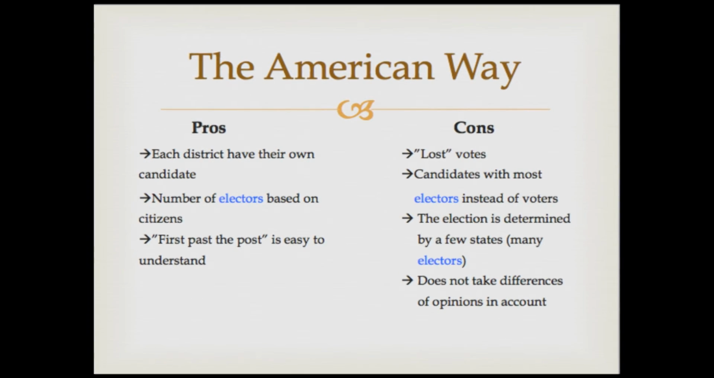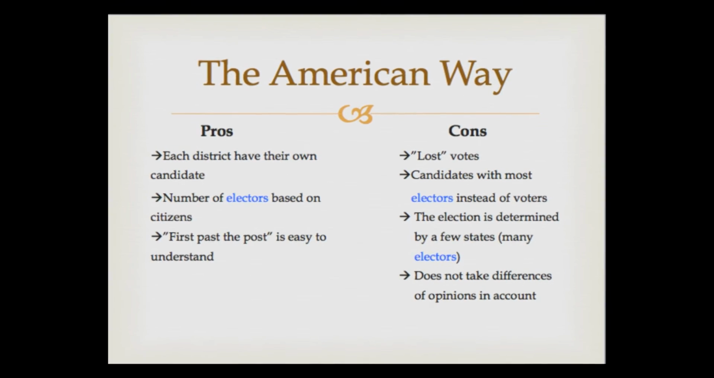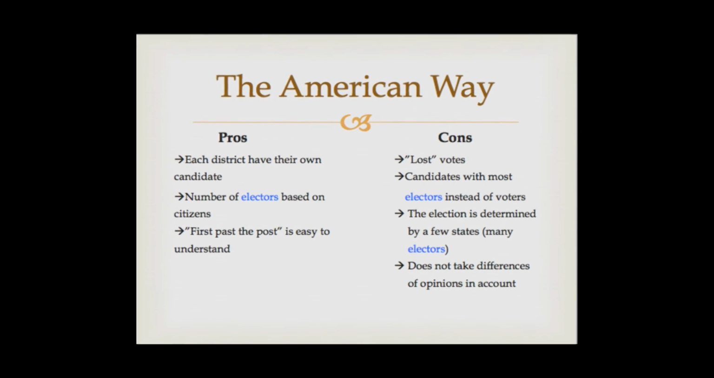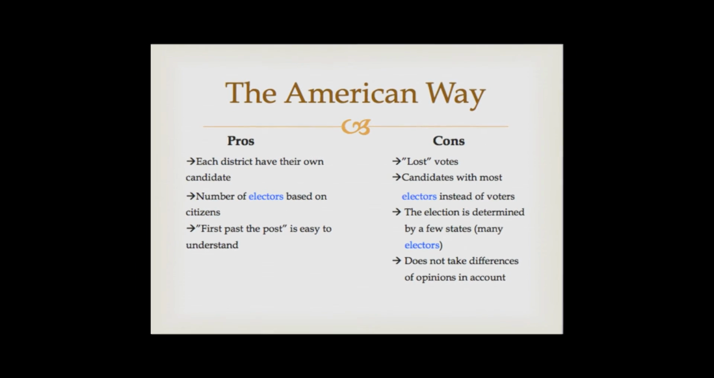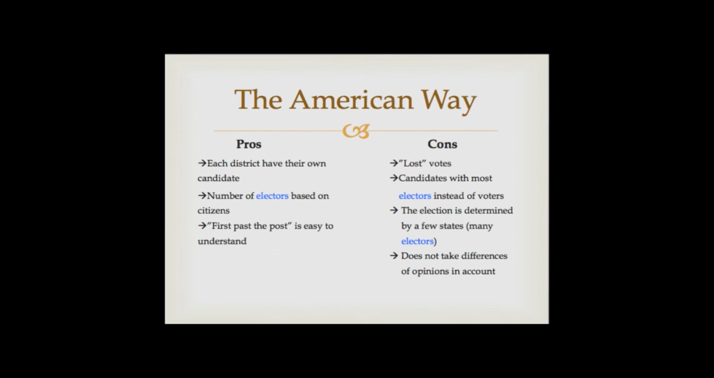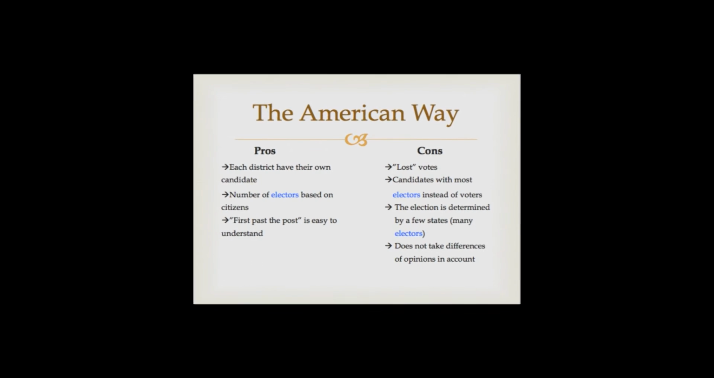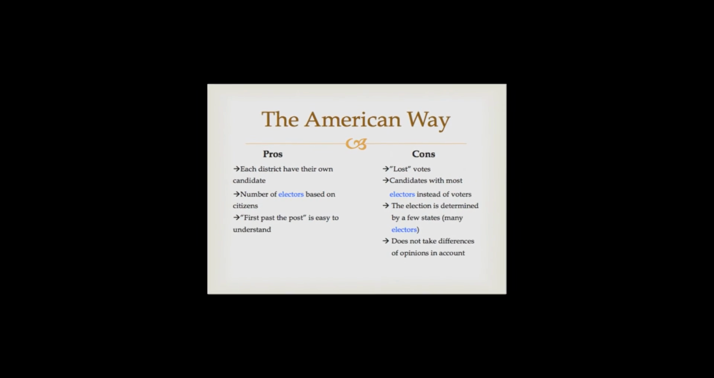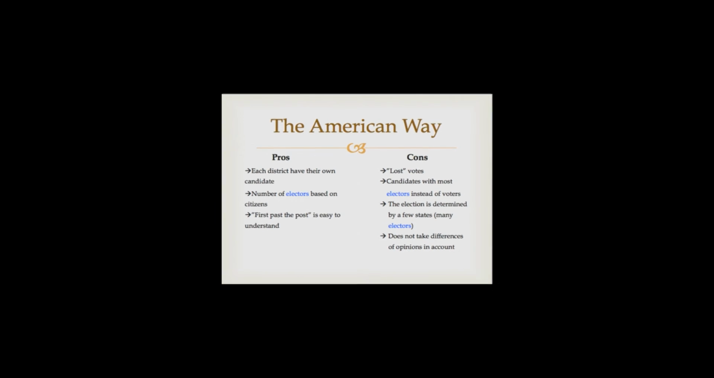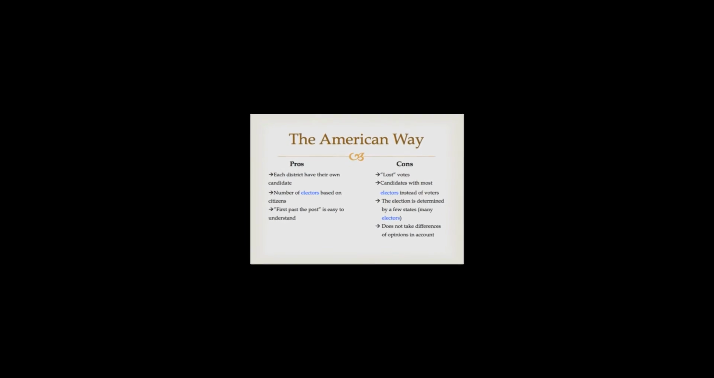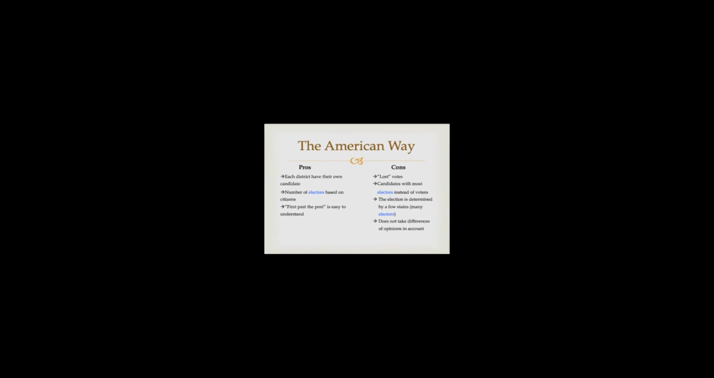But on the con side, first of all, the votes that go to the losing candidate are lost because the winner takes it all. And number 2, the candidate with the most electors can win, even though that candidate did not have the most voters. And number 3, the election is determined by a few states with many electors. And the last one, number 4, this method does not take the differences of opinions in the state into account. There is still only a single elector chosen, Democrat or Republican.